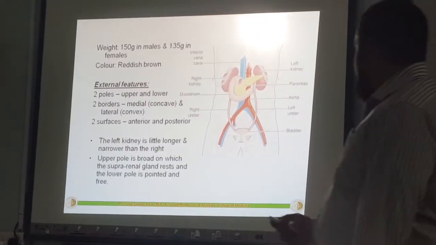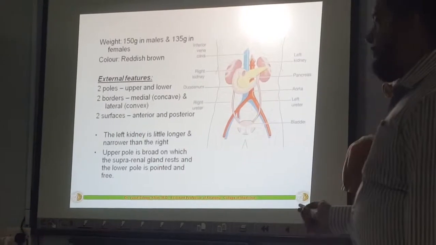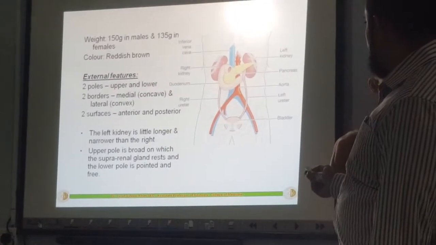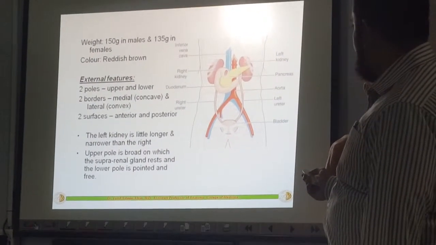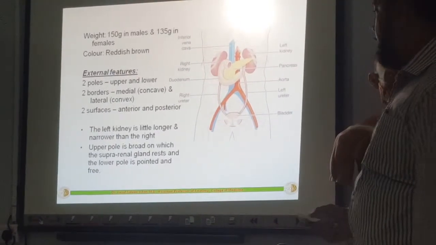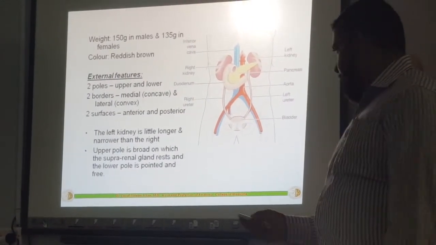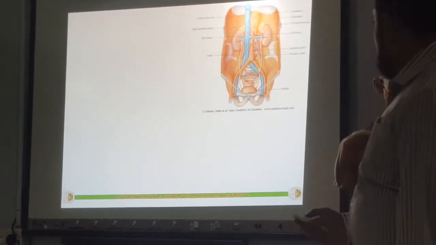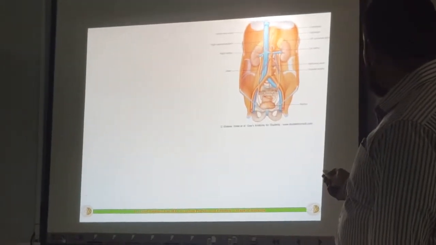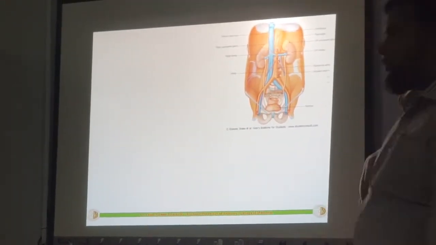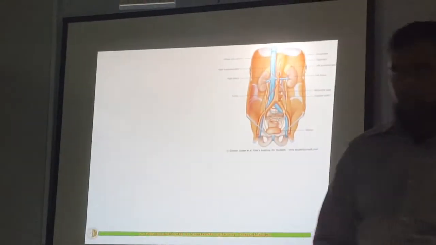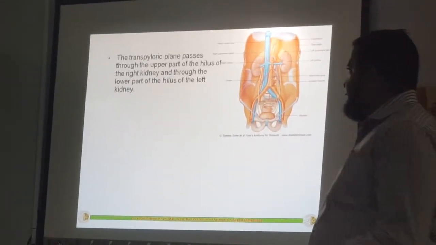Okay. The upper pole is broad, on which lies the suprarenal gland. If you see here, it is not empty like this. On the upper pole there will be the suprarenal gland, and the lower pole will be free. If you see here, there is a suprarenal gland on either side. So the upper pole is not free; it is always occupied by the suprarenal gland.